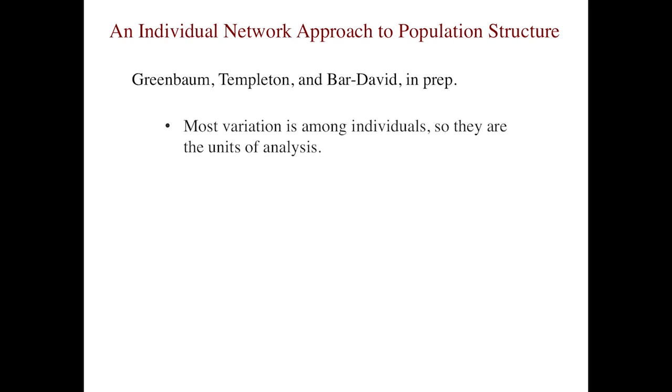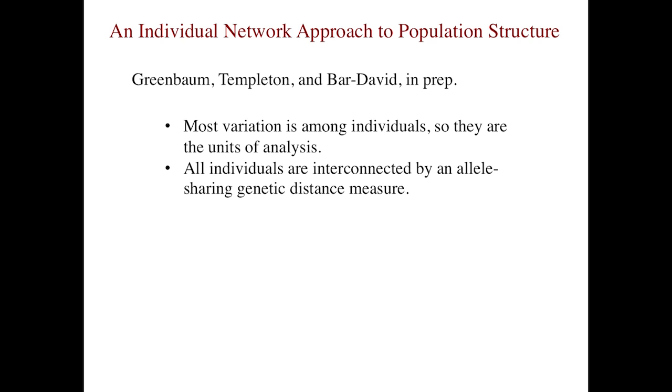And Shirley Bar-David, who's at Ben Gurion University, and I are his co-doctoral advisors. The approach is to start with individuals as the units of analysis, because that's where most of the genetic variation is in humans, between individuals, not between populations. All individuals are then interconnected in a network by an allele-sharing genetic distance measure, and we've come up with a new one which we think has better properties than some of the other ones out there.